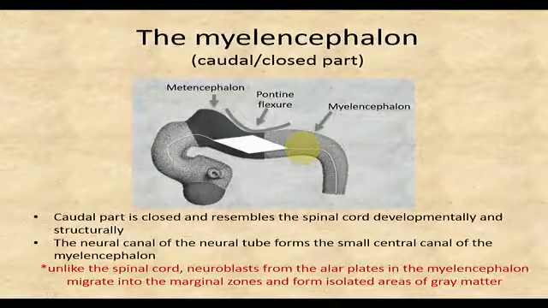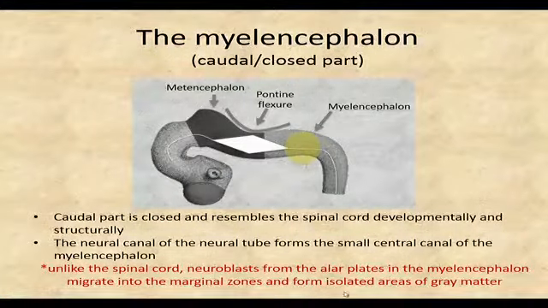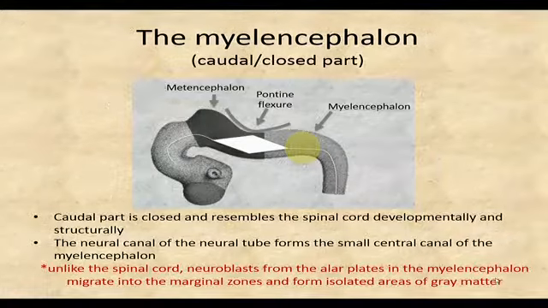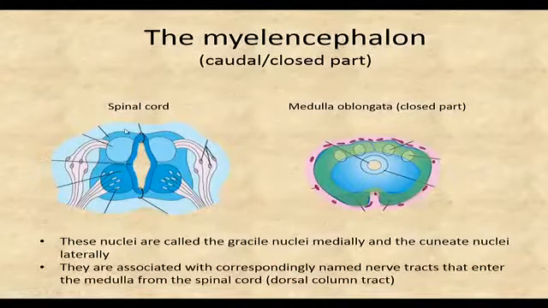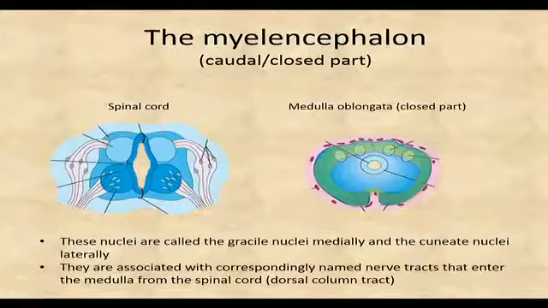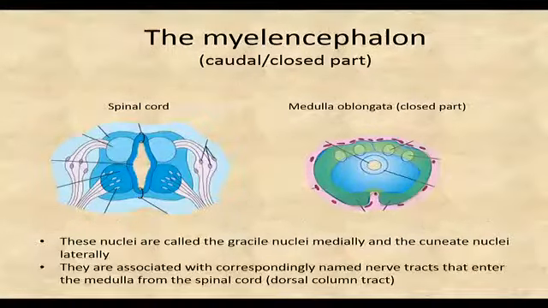Now, one interesting point is that it looks a lot like the spinal cord, but the alar plates are not going to behave themselves, and they're going to migrate into what was the marginal zone in the spinal cord. In the spinal cord, you had the marginal zone around the outside of the plates, and that zone was made up of axons. It was white matter. But in the medulla oblongata, although the lower portion of it is shaped like the spinal cord, you have migration of some alar nuclei into this marginal zone.